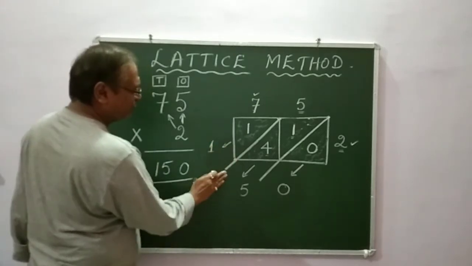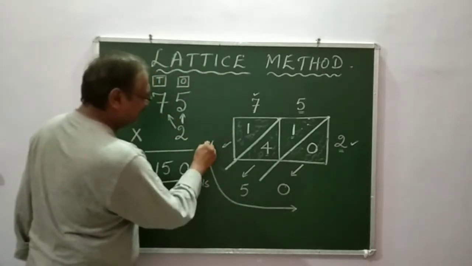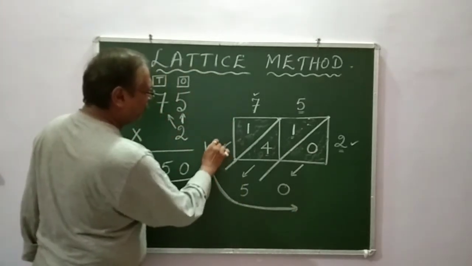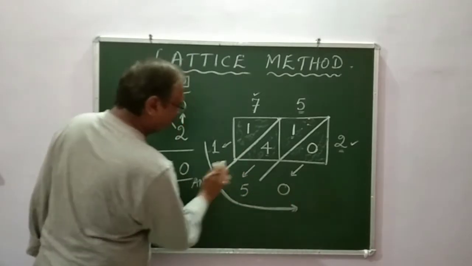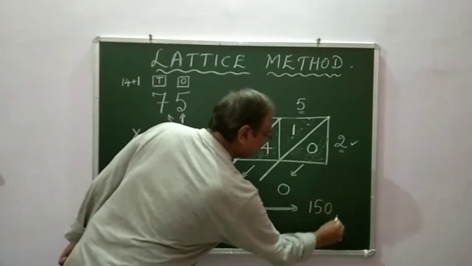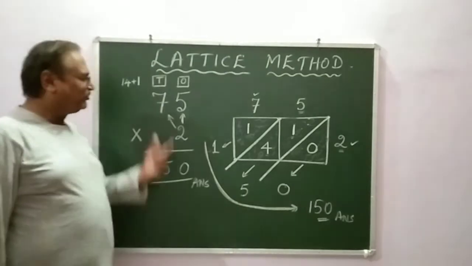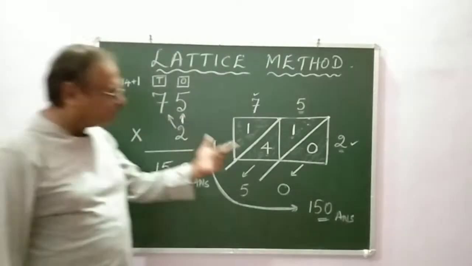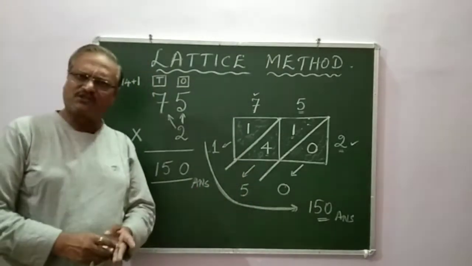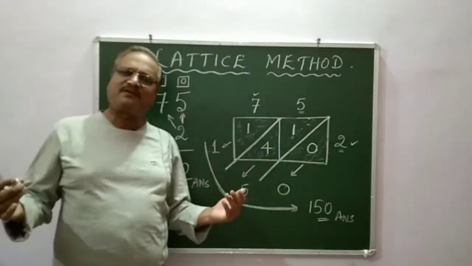Now, you see what I am doing? I am taking it like this, and this is the answer. What is the answer? 1, 5, 0. 150 is the answer. Is it not the same 150? You do by this method or by that method, the answer will be the same. Will it be the same with all numbers? Yes, you can do any number.